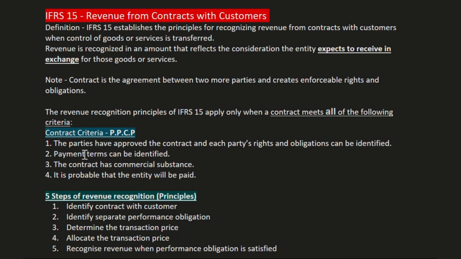Second, payment terms can be identified. The third one is the contract has commercial substance. If the contract does not have commercial substance, then this criterion is not satisfied. Fourth, it is probable that the entity will be paid.